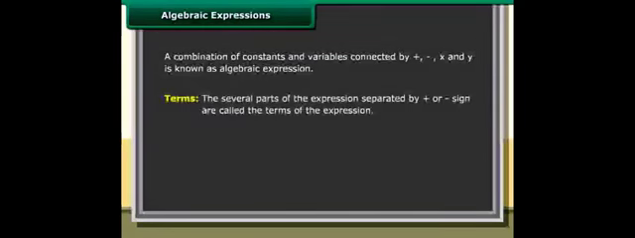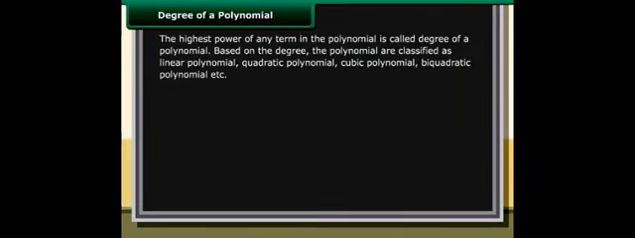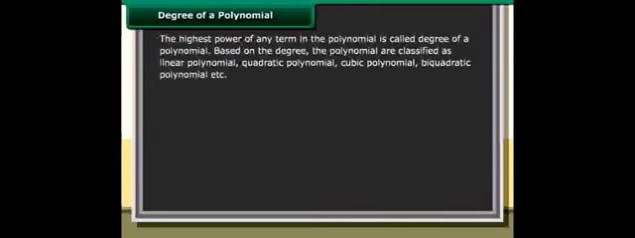Terms. The several parts of the expression separated by plus or minus sign are called the terms of the expression. Example, 2 plus 5x minus 8x square y plus 1 upon 5 xy square is an expression containing 4 terms. Degree of a polynomial. The highest power of any term in the polynomial is called the degree of a polynomial. Based on the degree, the polynomials are classified as linear polynomial, quadratic polynomial, cubic polynomial, biquadratic polynomial, etc.